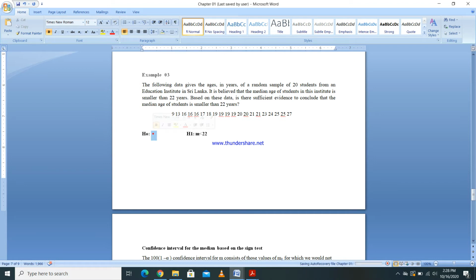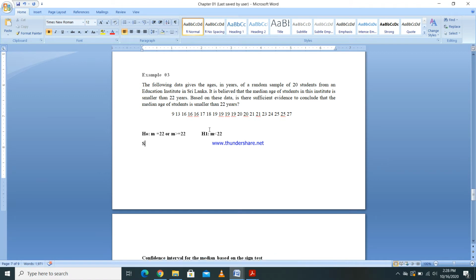There are two options. If you want, you can write it as M equal to 22, or else you can write it as M greater than or equal to 22. So this is our hypothesis. Now we are done with the hypothesis. The next thing is we have to find the test statistic, capital S.